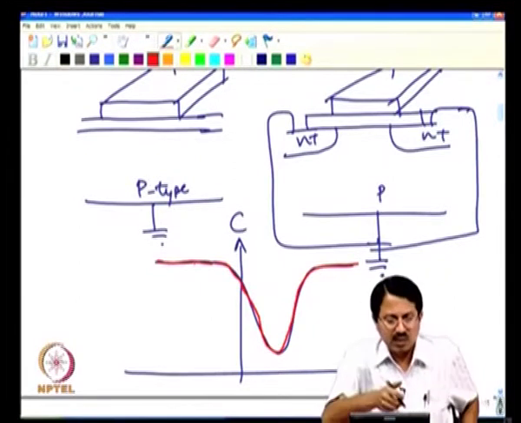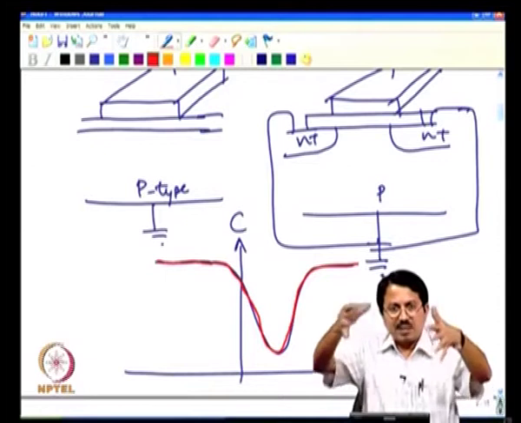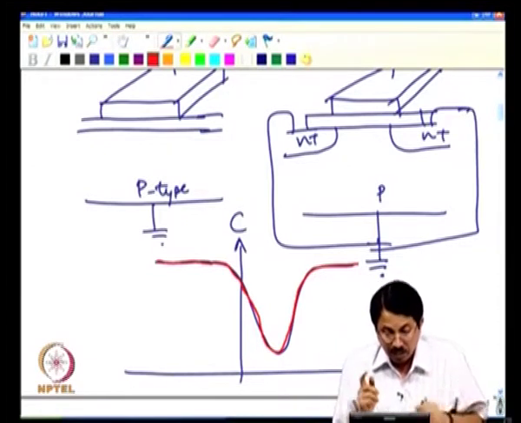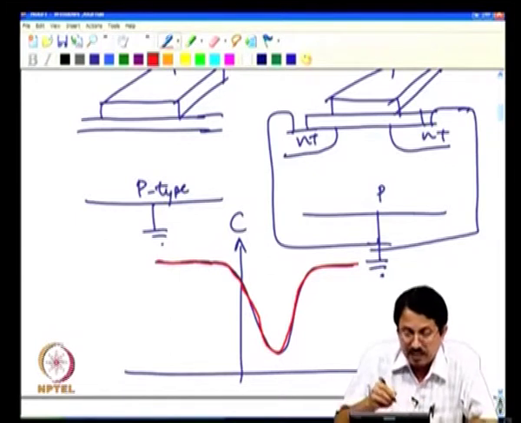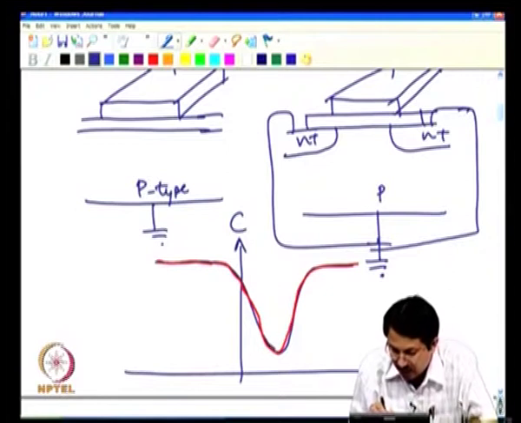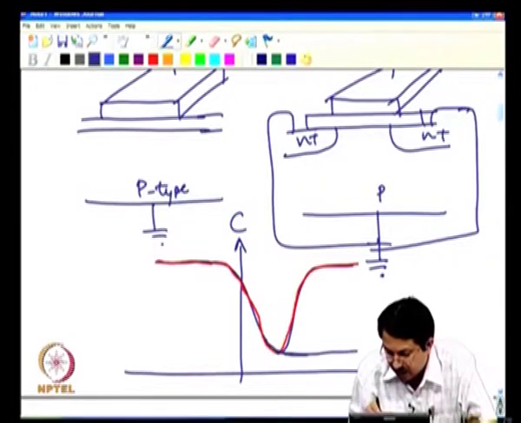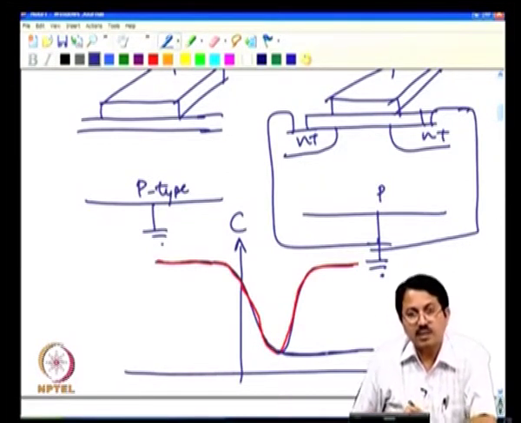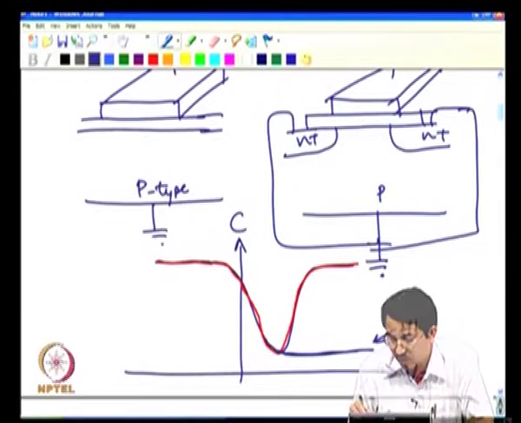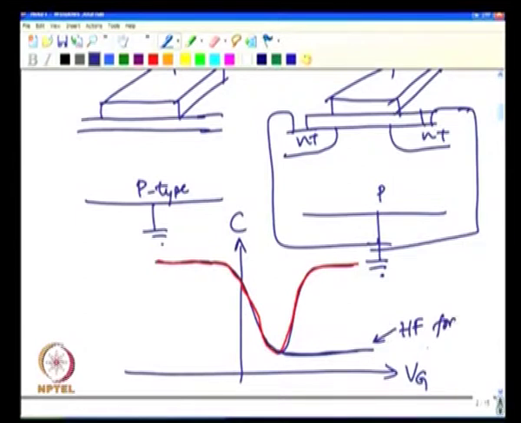This is what you expect, because anyway the area is same, so your capacitor that is formed is identical really. But your high frequency capacitance in a case of this device, as you know, will essentially look like this, right. In inversion you have the minimum capacitance under high frequency. This is your HFCV for capacitor structure.